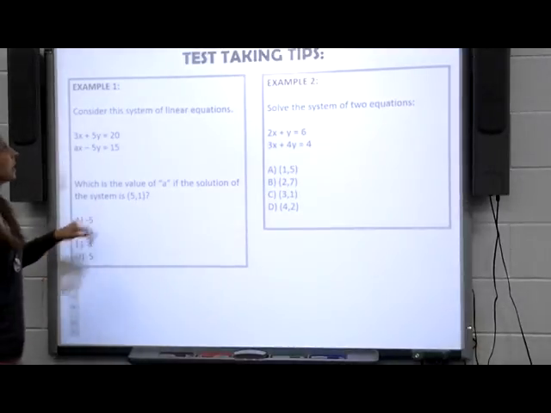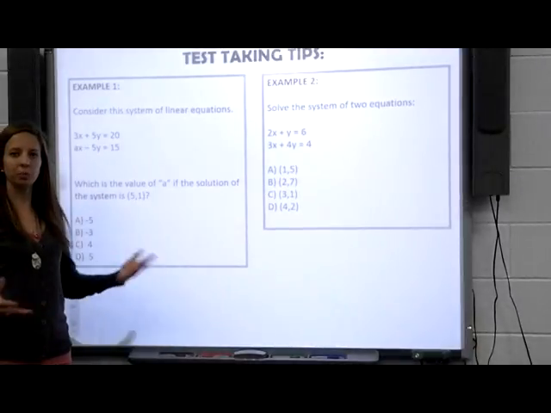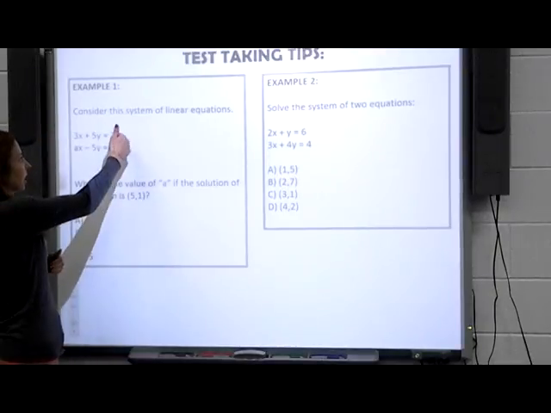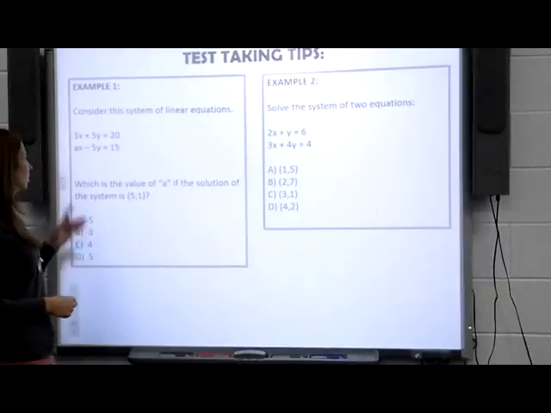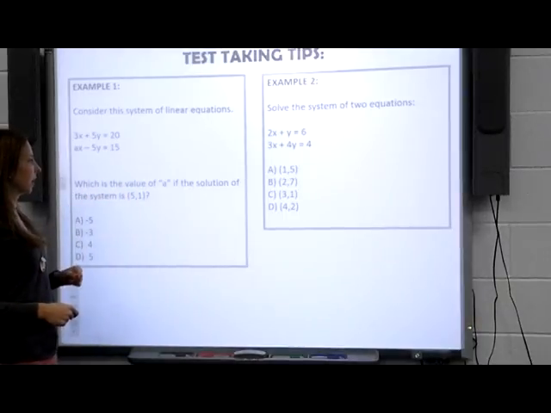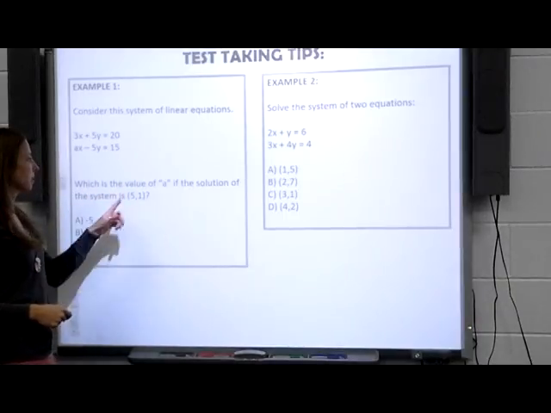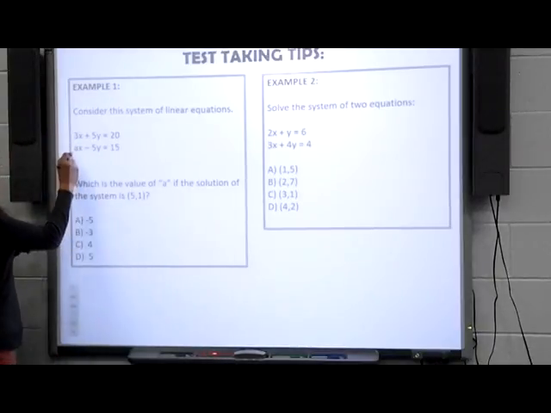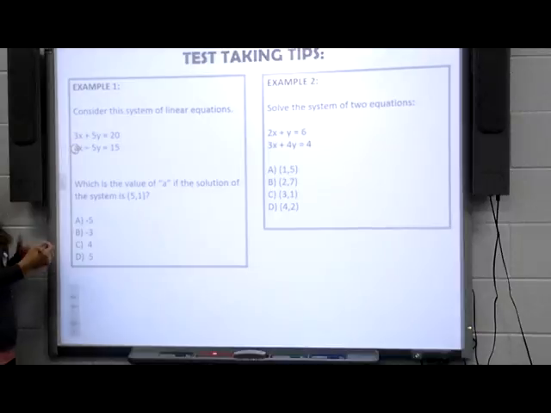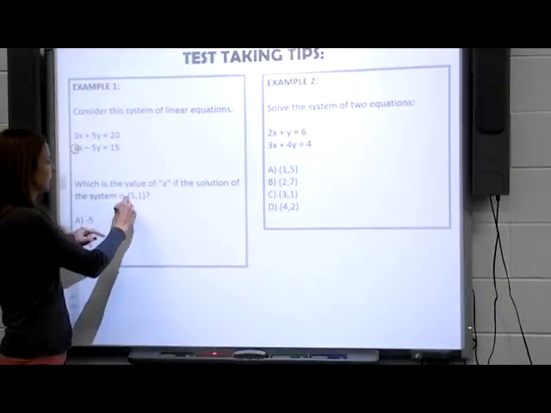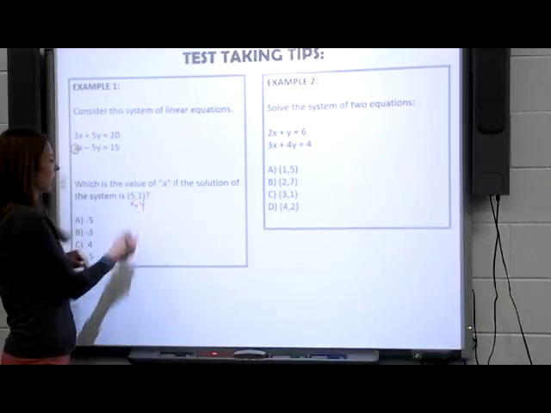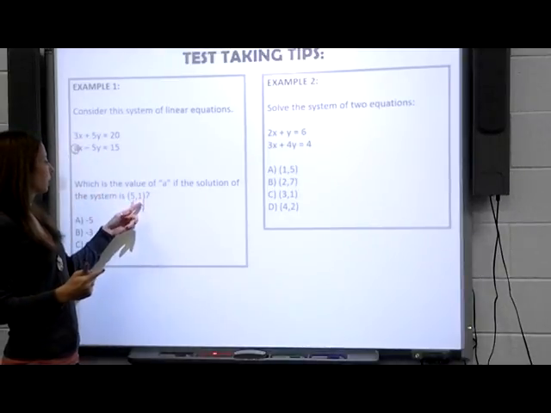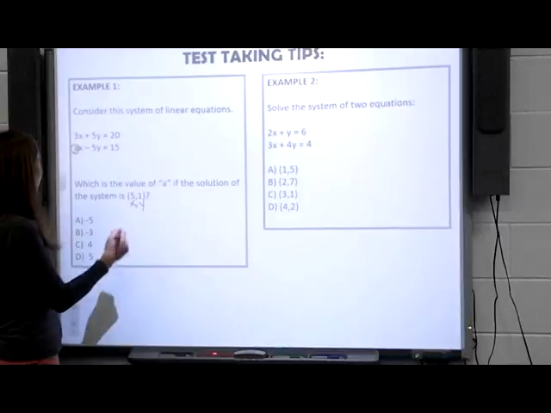Okay, so again, these are some sample questions that you may see on a test. Consider this system of linear equations. There's equation 1 and equation 2. Which is the value of A if the solution of the system is (5, 1)? Okay, so here's our A that we're trying to solve for. All we need to do at this point, this is our x and this is our y. So wherever we see x, we're going to put 5 in. Wherever we see y, we're going to put 1 in.